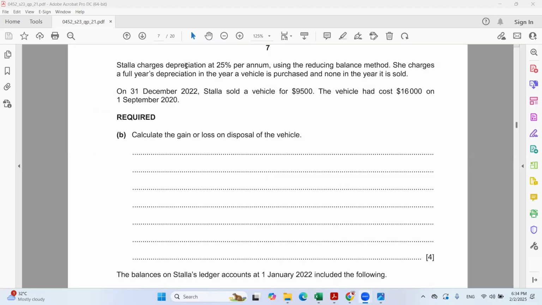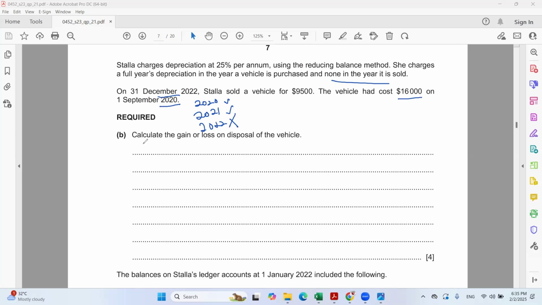Stella charged depreciation at 25% per annum using the reducing balance method. She charged a full year of depreciation in the year a vehicle is purchased, but not in the year of disposal. On 31st December, at the end of the year, she sold the vehicle, which had a cost of 16,000 when bought in 2020. So the first year is 2020, then 2021, and in the year of disposal, 2022, no depreciation is calculated. We only calculate these two years. They want us to calculate the gain or the loss.